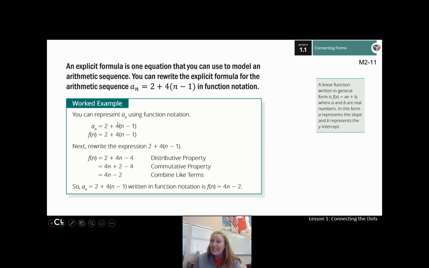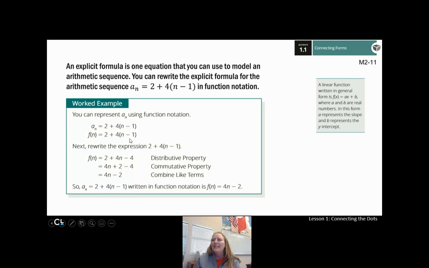Watch out for that. So here's our equation. A of n equals 2 plus 4 times n minus 1. And this is the explicit formula that we're used to using from last unit. But I'm going to change it to function notation. So first thing I'm going to do is take this a sub n and rewrite it as f of n. And it's a lot easier to write it that way. It's a lot easier to type it that way. Many of you guys already discovered that. So I can turn my a sub n into f of n.